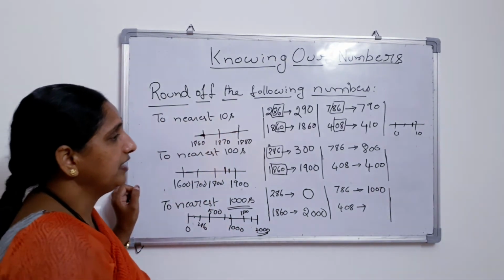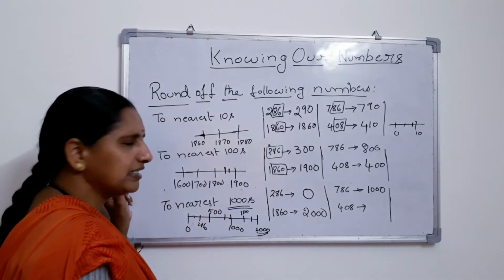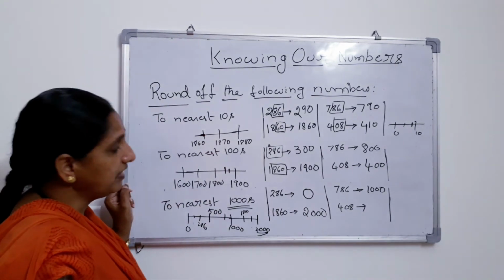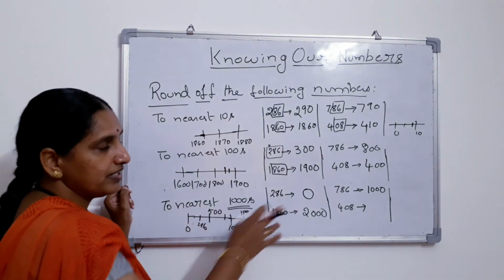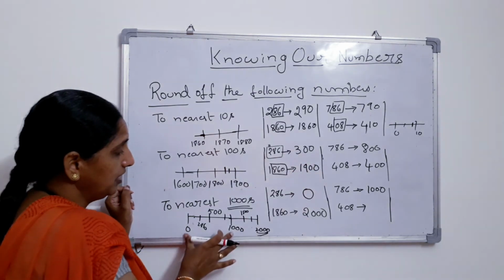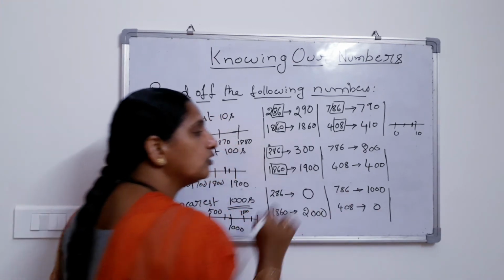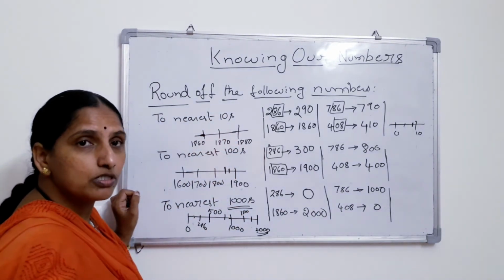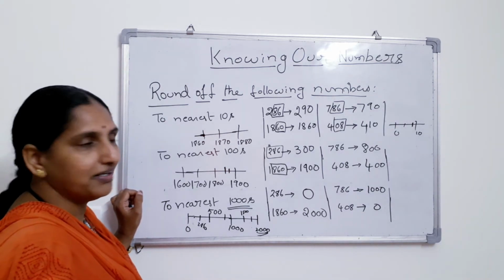Okay, right. And the next 418, nearest thousands. Where does it lie? Between 0 and 1000, because for thousands you are skip counting by thousands. Right, and it is less than 500. So therefore it is approaching 0. Interesting, na? Interesting.